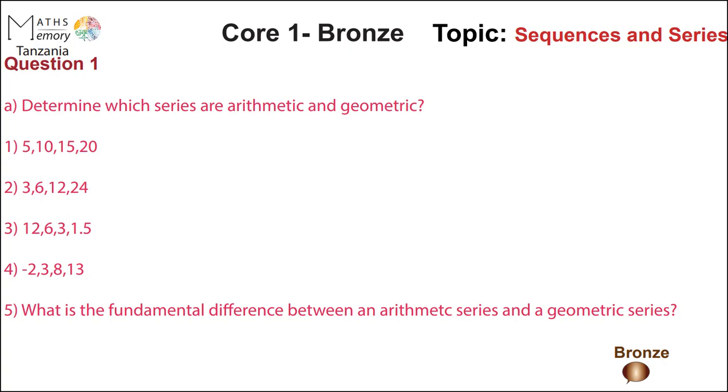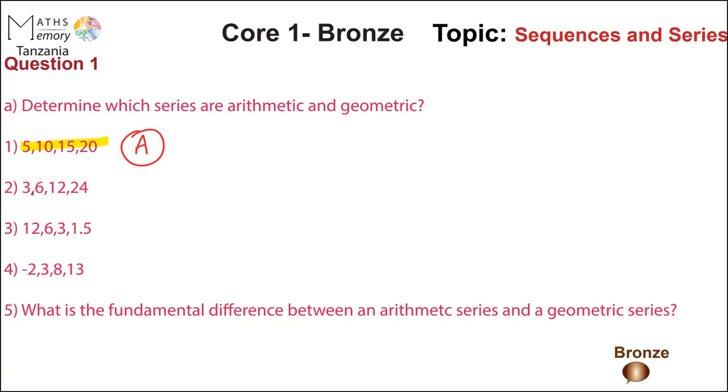Basically, in an arithmetic series, the difference is adding a plus or a minus between each term. A geometric series has a ratio, a multiplication or division. So this first one, 1, 5, 10, 15, 20, is adding 5s, therefore it's an arithmetic series. I'll put A for arithmetic.